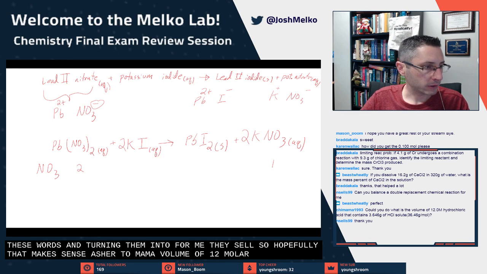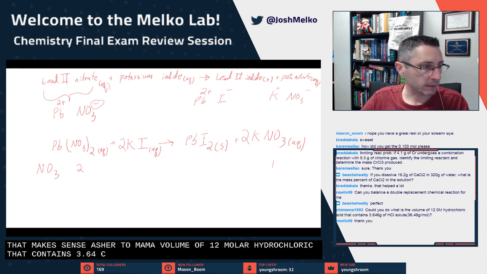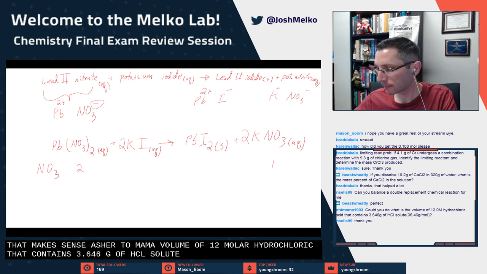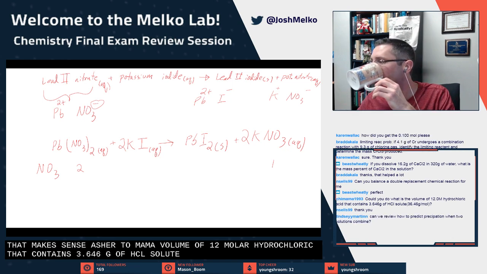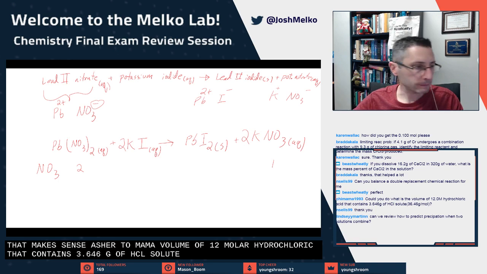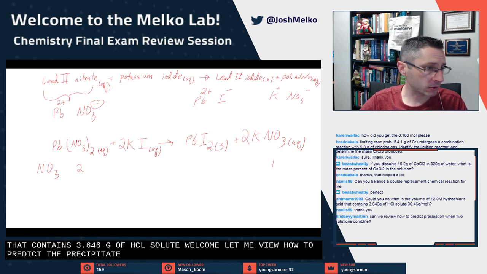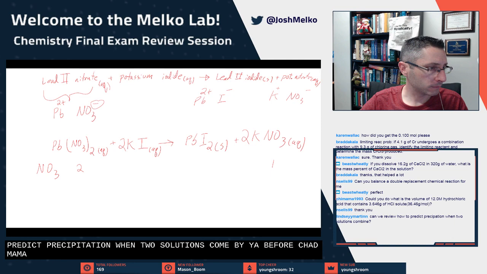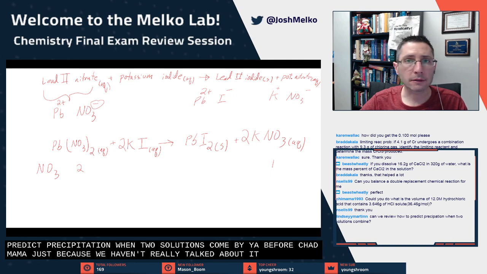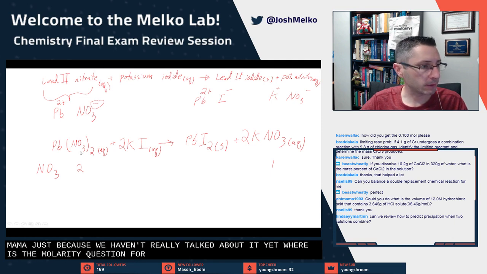Volume of 12 molar hydrochloric acid that contains 3.646 grams of HCl solute. Lindsay, welcome. Can we review how to predict precipitation when 2 solutions combine? Yeah. So maybe I'll answer that one first before Chaibama, just because we haven't really talked about it yet, whereas the molarity questions we've done a couple of.